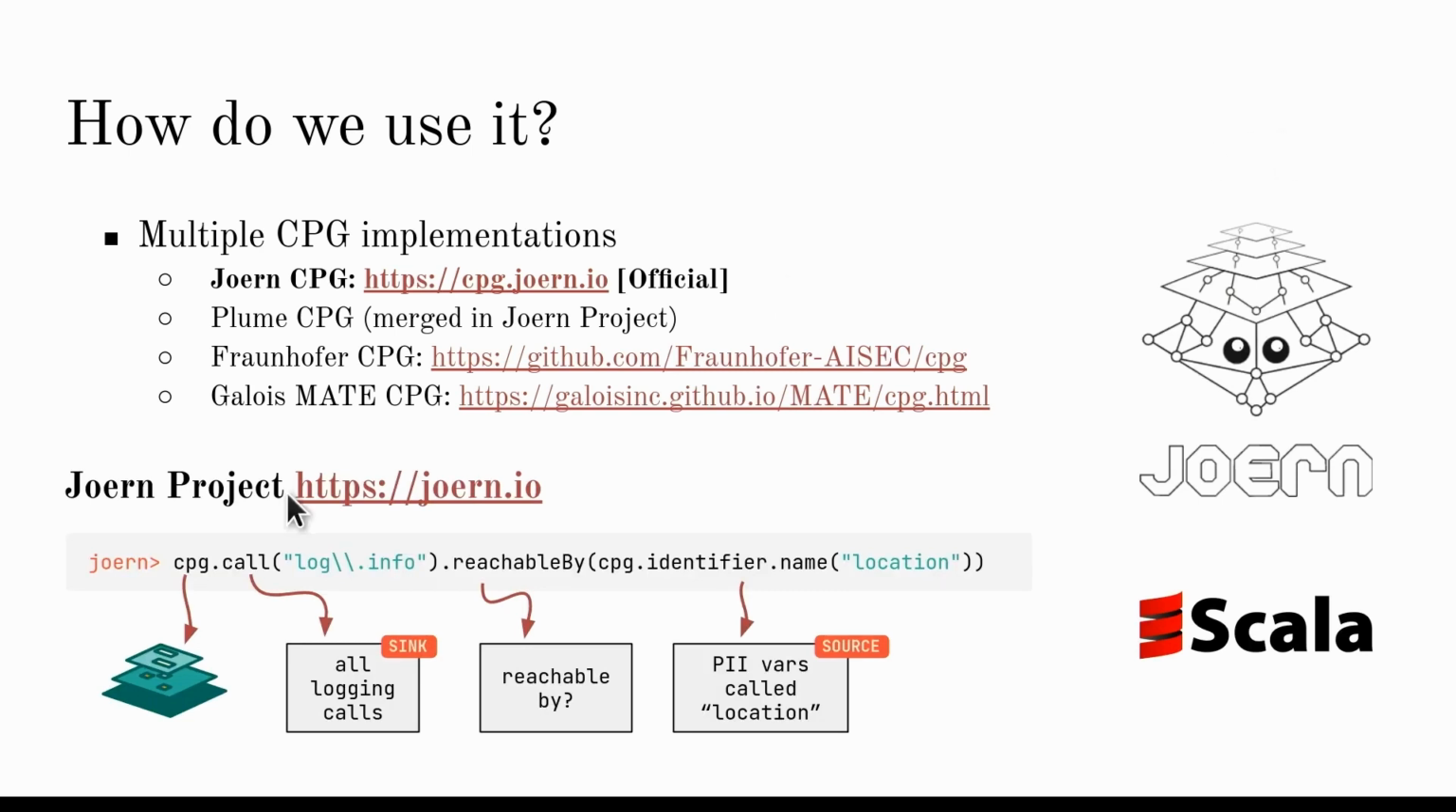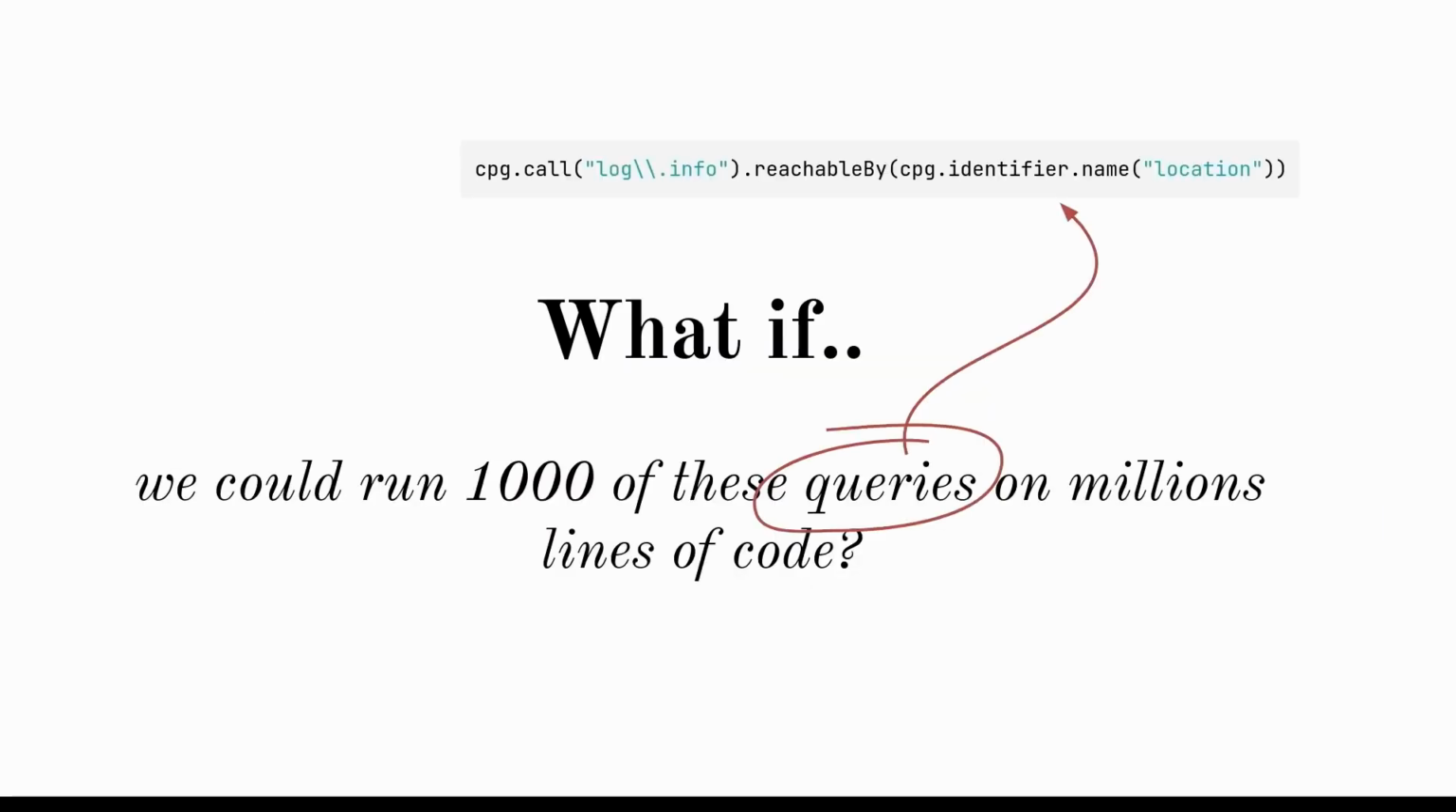But what it allows you to do is it gives you a nice query language in Scala. And then you can ask questions the way we were supposed to ask it. So you have the code in front of you and you're going to ask it, give me all the logging sinks. Are they reachable by this PII variable called location? So you can see this is quite powerful.